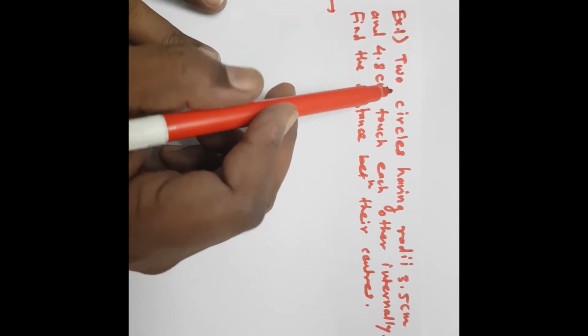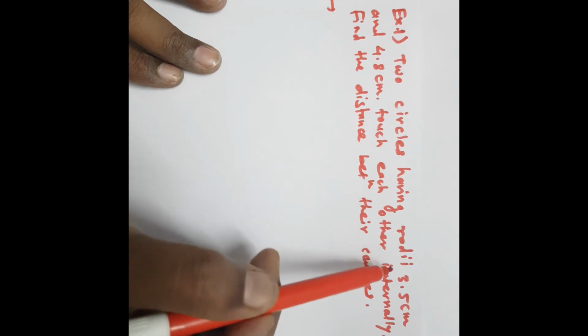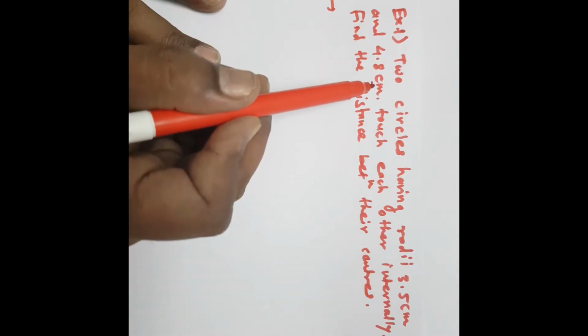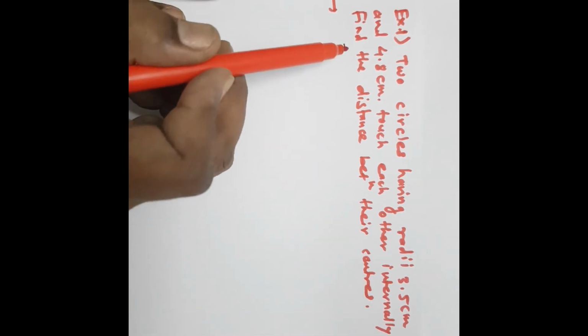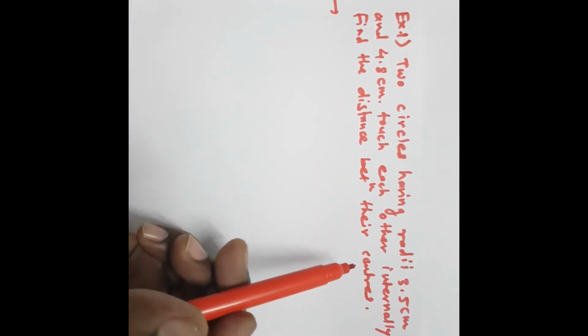Now we will see examples on it from practice set 3.2. The first example from 3.2: two circles having radii 3.5 cm and 4.8 cm touch each other internally. Find the distance between their centers.